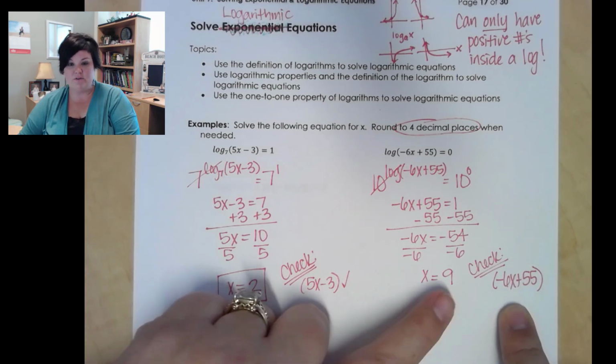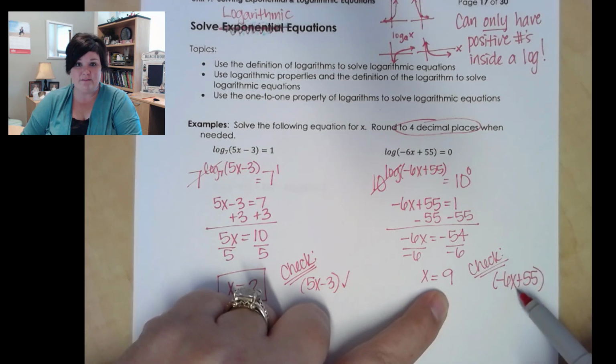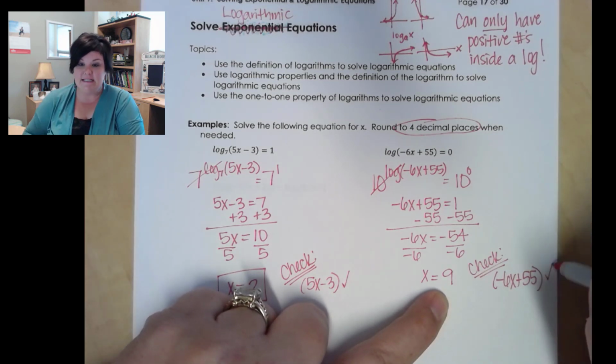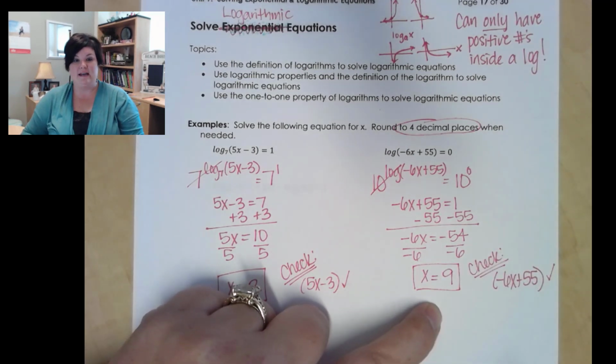So if I take this 9 and plug it in here, negative 6 times 9 is negative 54. Negative 54 plus 55 comes out to a positive 1. So this does indeed check out. So I'm going to go ahead and just box in that answer.